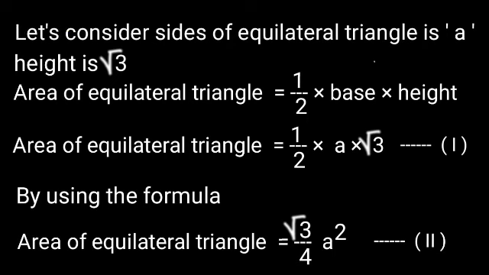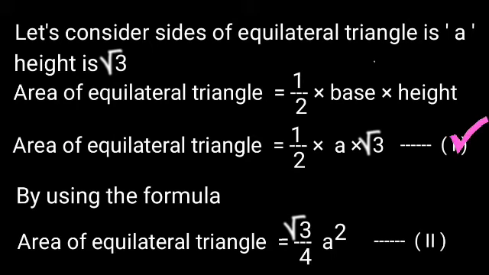Let us consider the side of the equilateral triangle is a. Height is given under root 3. Hence, area of equilateral triangle by our formula of triangle is equal to 1/2 into base into height. Hence, area of equilateral triangle is equal to 1 upon 2, base is a and height is under root 3. This is our first equation.